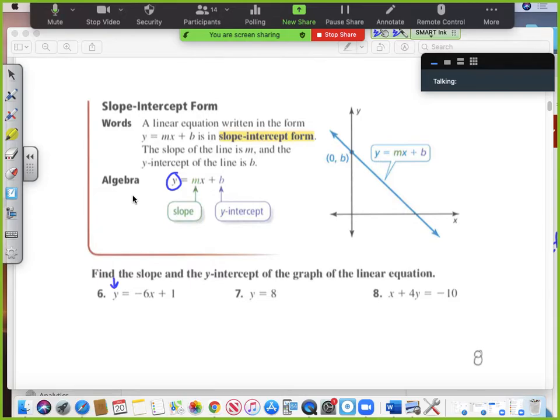The slope is the number in front of x. What is the slope of the first equation? Yes. This number right here, -6, is the slope. That means the slope is -6 or -6 over 1.